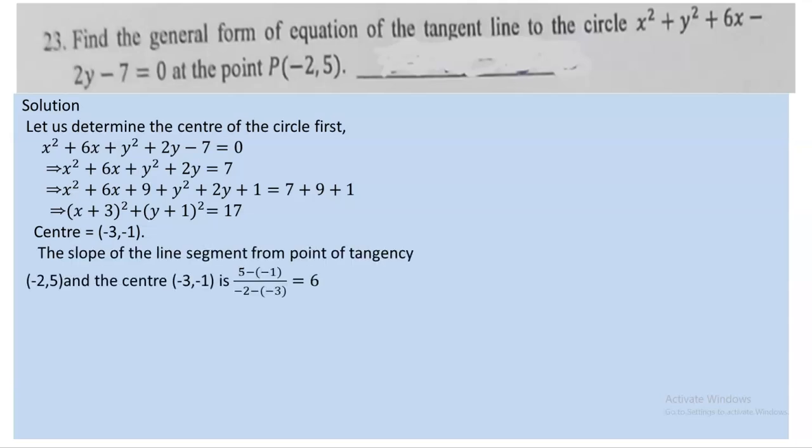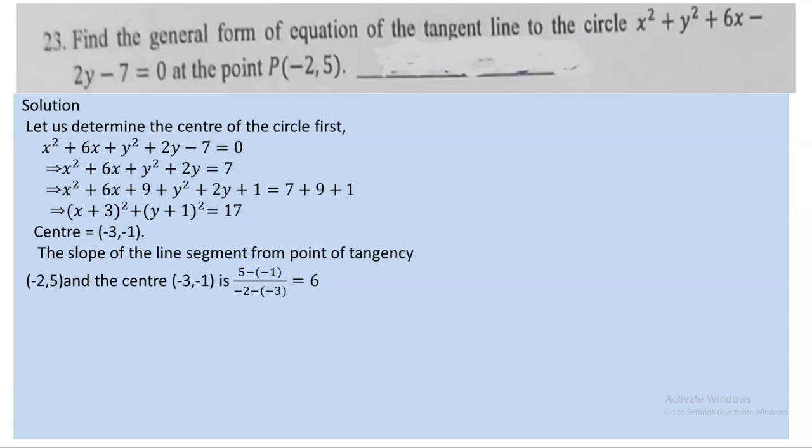And the slope of the line segment from the point of tangency (-2, 5) up to the center is going to be like this. Just to find the slope, change in y over change in x. That is to say (5 - (-1)) / (-2 - (-3)), and it will be 6 over positive 1, which actually is 6. So this is the slope of the line segment from the point of tangency up to the center.